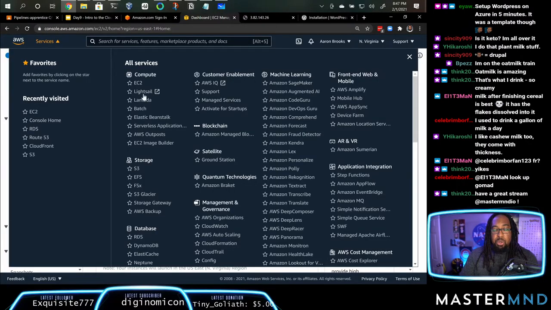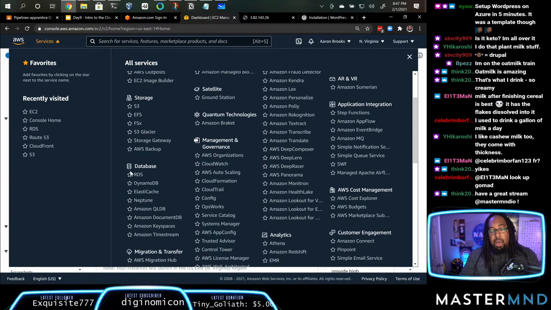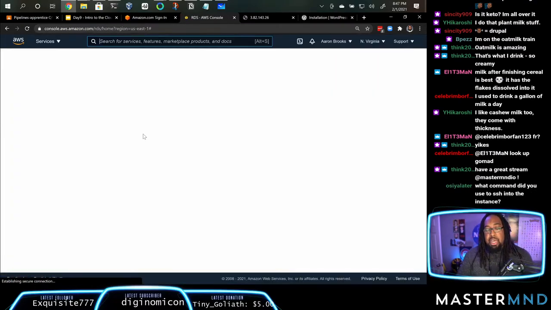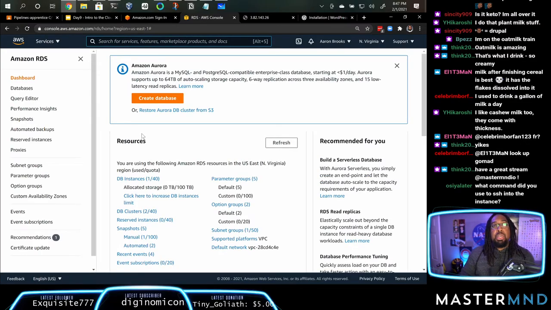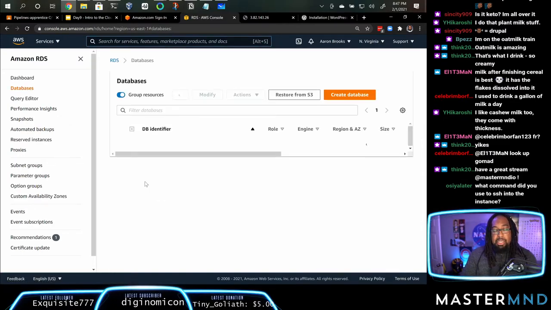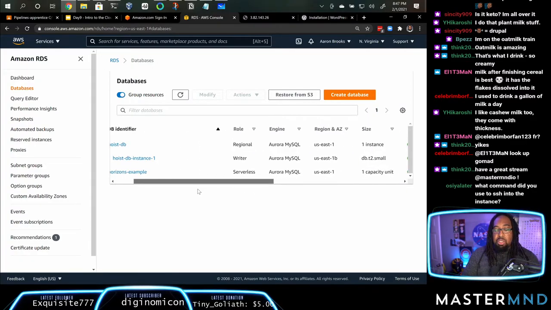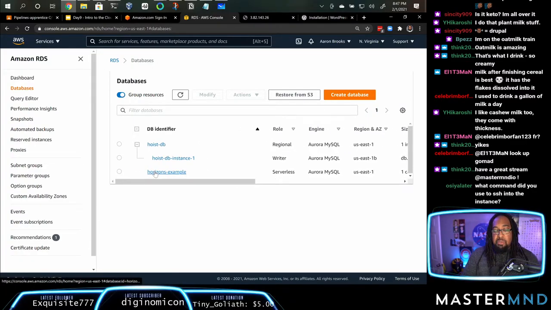All right, so we're gonna use a different tool. So we're gonna use a different compute item. So RDS is for databases. It's relational database service. And MySQL is a relational database. You use SQL. And on here, we can go ahead and spin up a database to be able to access this thing. And so it's funny, we actually already have one. So I'm actually gonna use this because I've never used it before. But we have this horizons.example. We built this on Friday in Horizons.